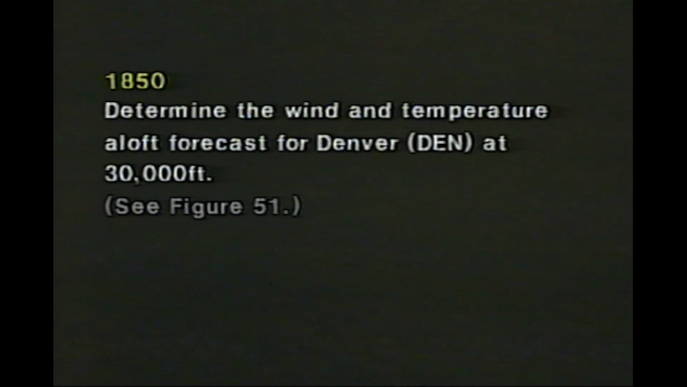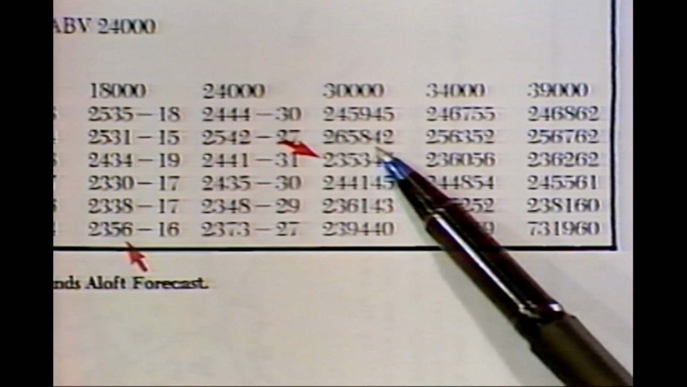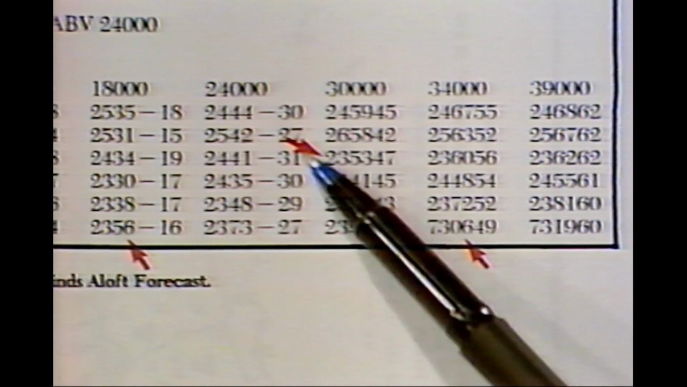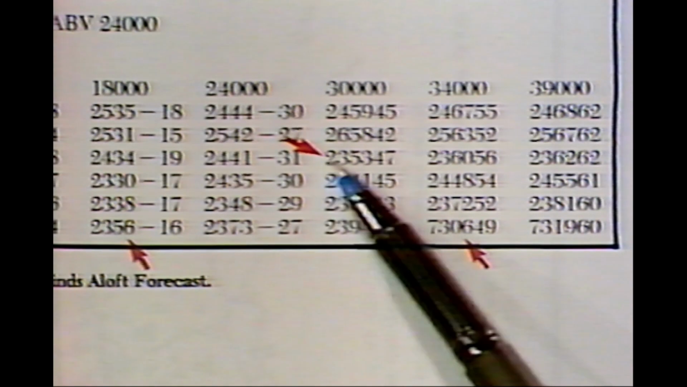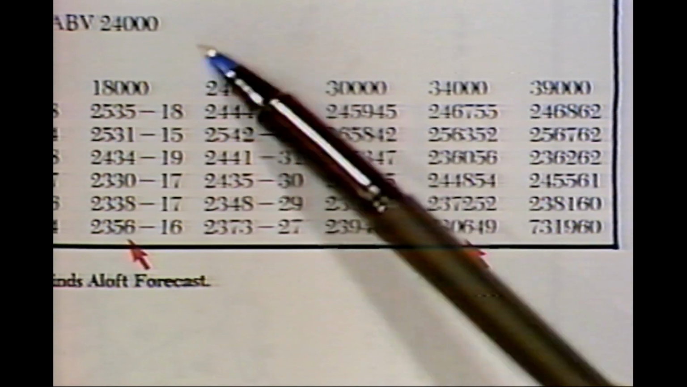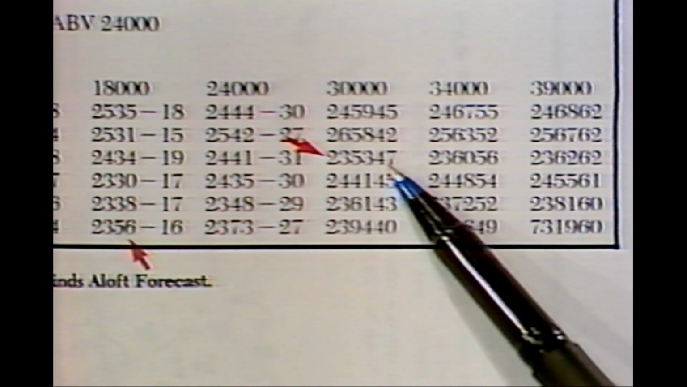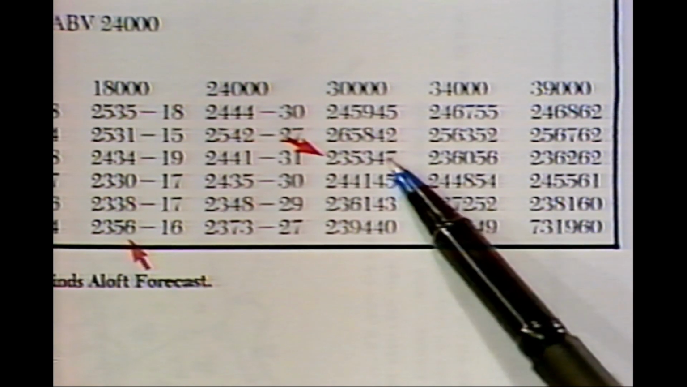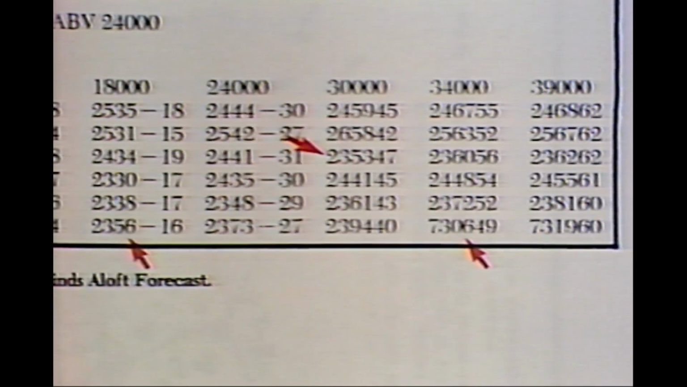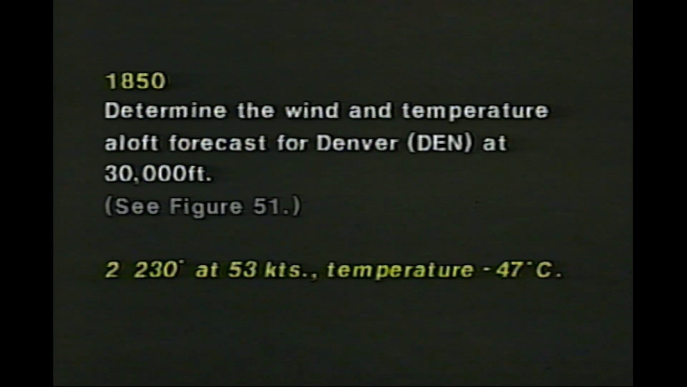Question 850. Determine the wind and temperature aloft forecast for Denver at 30,000 feet. Well, again, on the winds and temperature aloft, we find the row for Denver, which is about midway, and then 30,000 feet, and read down and find the block. And the block that we see now is 235347. We need to remember that the temperatures are assumed negative, as it says at the top of the chart here, above 24,000. We're at 30, so that temperature is actually minus 47, and the winds would be from 230 at 53 knots. So it's answer number 2, 230 at 53 knots, and the temperature is minus 47 degrees Celsius.